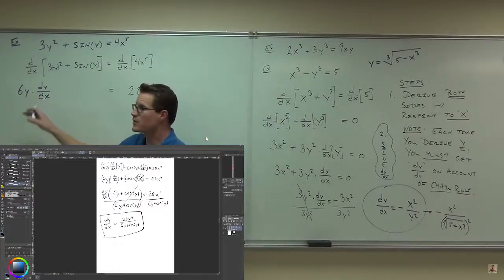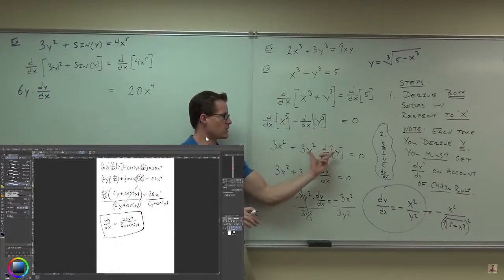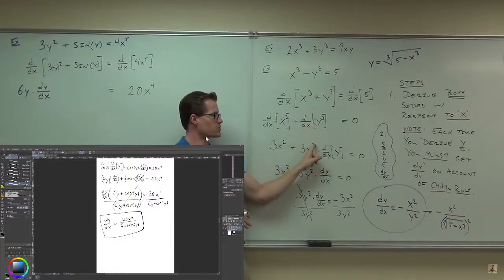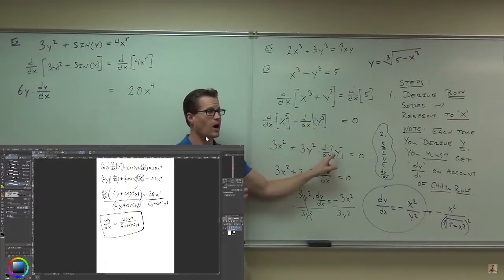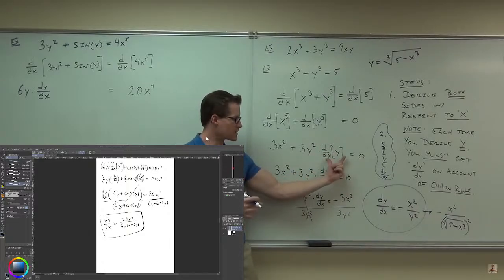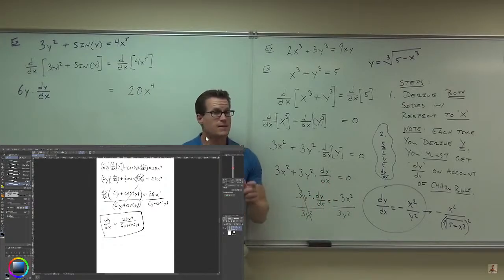This part is coming from the same idea as this right here. It's the chain rule. You bring it down, you subtract, derivative of the inside, and that's what we're doing. Derivative of the inside in this case is d dx of y. That is dy dx. That's that piece. You need that piece, otherwise you won't be able to solve for your derivative. You with me? You gotta have that.